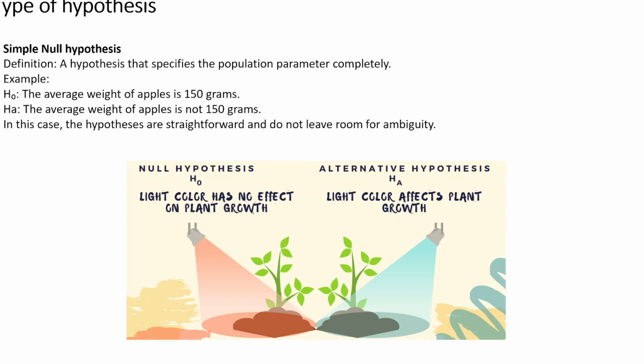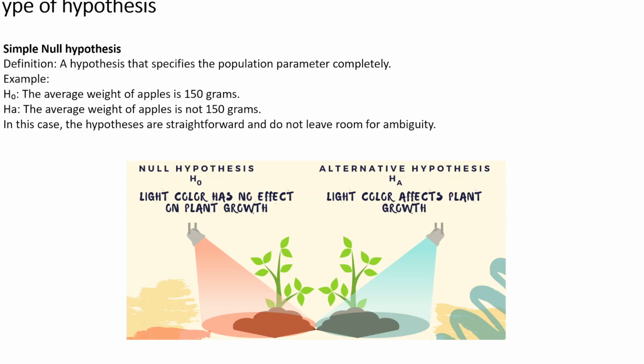We will specify a particular value for the null hypothesis, like 150 grams, or 75 marks, or a height like 6.2 feet. Like that, we will specify a value, and that is the average, in the simple null hypothesis. And then the alternate hypothesis for that would be that the average weight of the apple is not 150 grams. It simply says that the specified value is not the actual value.